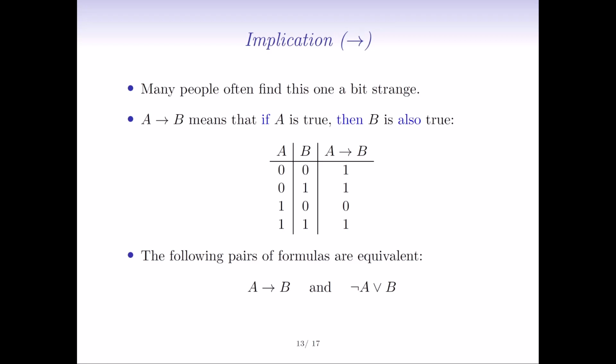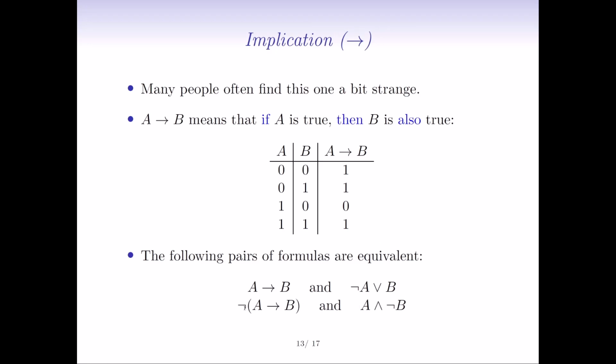So, in particular, you can see just by looking that the following pairs of formulas are equivalent. A implies B actually means exactly that not A or B. So you see in the two cases where B is true, then A implies B is true. And in the two cases where A is false, then A implies B is also true. And that's actually all the cases in which A implies B is true.